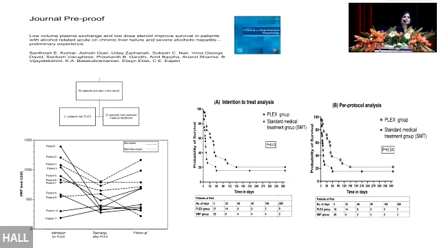And here again, they showed that if you give plasma exchange and then subsequently treat them with low-dose steroids, 20 mg for 2 weeks, followed by 10 mg for 2 weeks, you can achieve a good response. And this they compared with the standard medically treated patients.